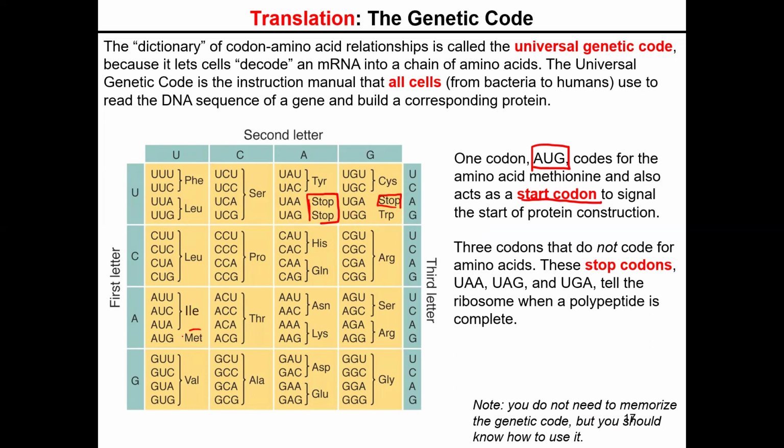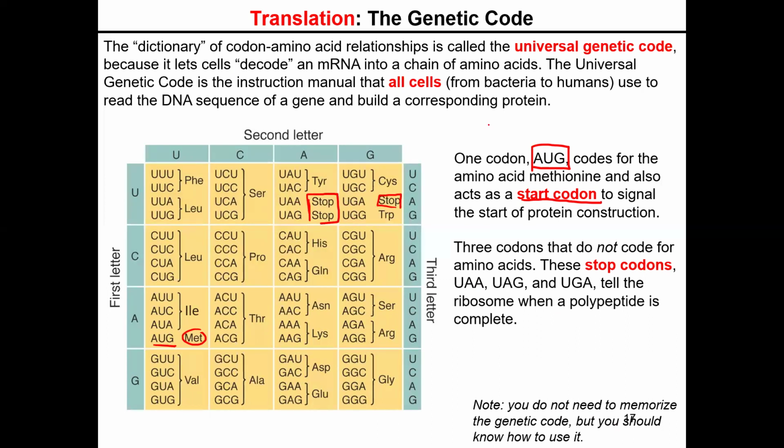So these are going to be important to remember. MET, which is AUG, is going to let us know when to start producing our proteins. And then we have three stop codons: UAA, UAG, and UGA. Those are all going to let us know when to stop producing proteins.